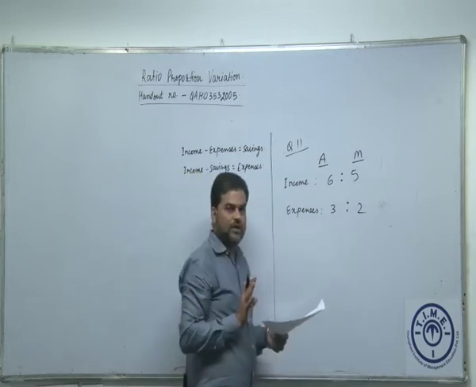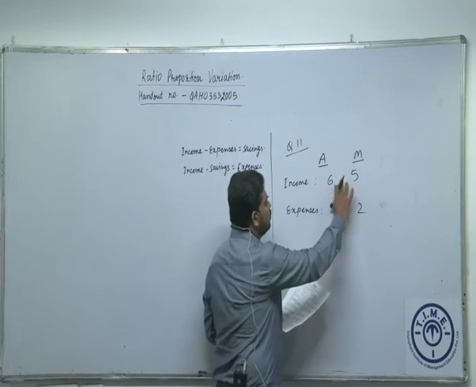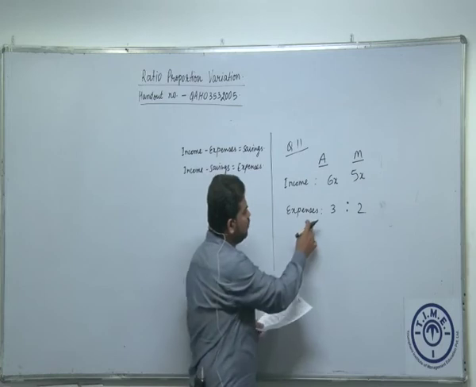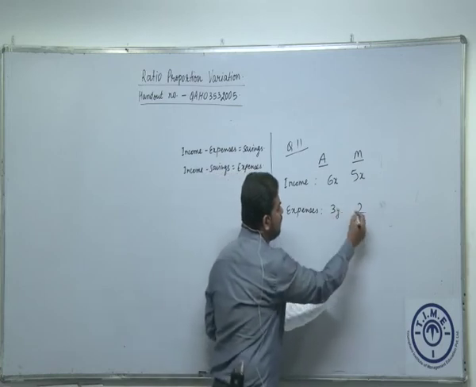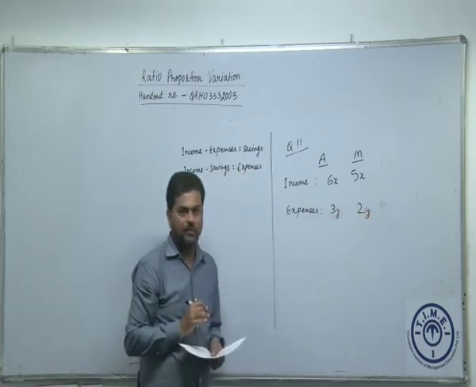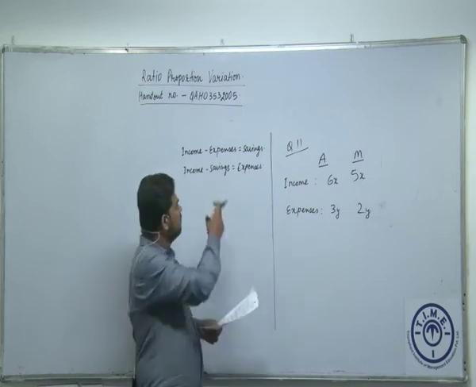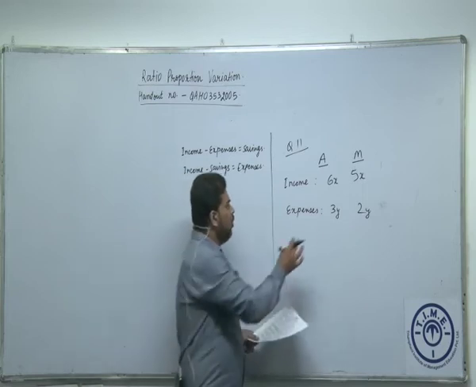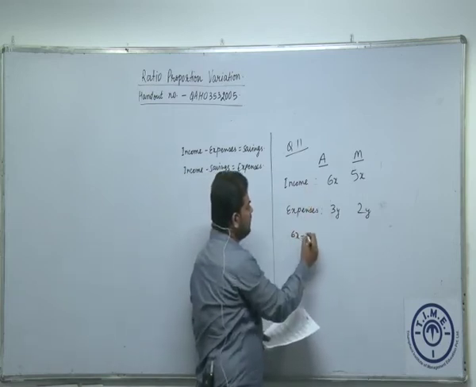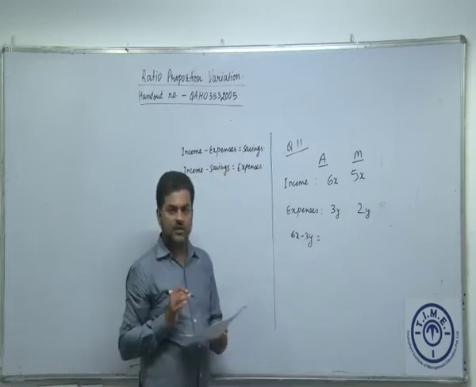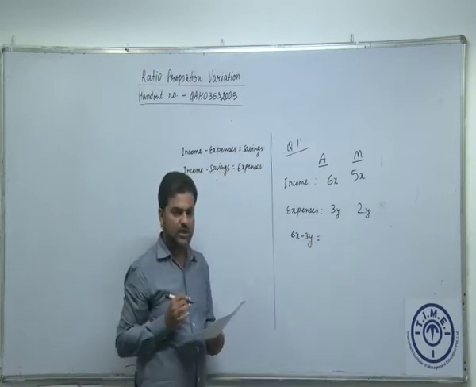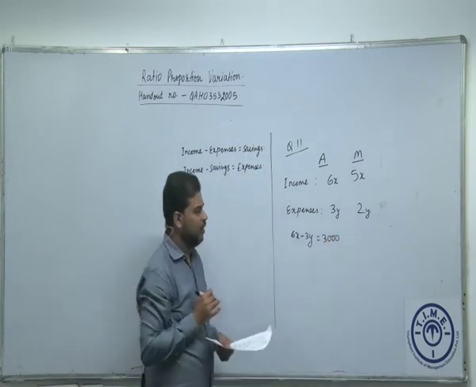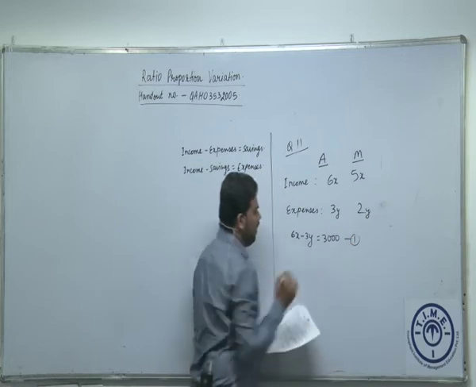Okay, one way of doing it is like this. You can say the ratio is given, so we can say incomes are 6x and 5x. And the ratio of expenses are given, we can say this is 3y and 2y. Okay. How do we get the savings? We have written the formula. Income minus expenses will give me the savings. What is the savings for A? It is 6x minus 3y. And how much is it? Is it given in the question? It is given in the question as 3,000. Can I say 6x minus 3y is equal to 3,000? This is my equation number 1.